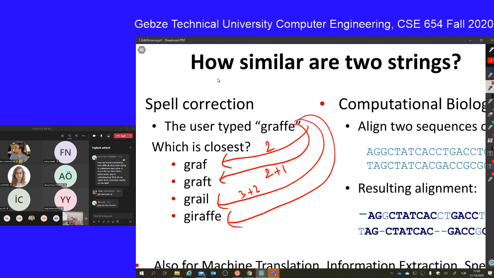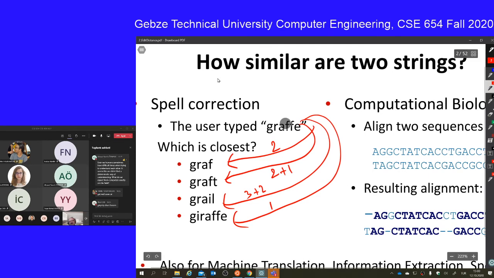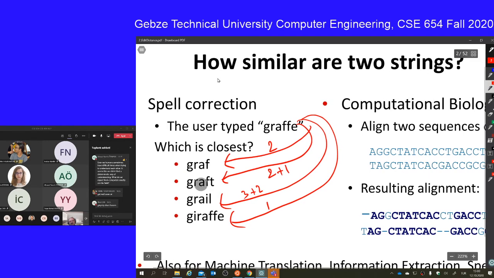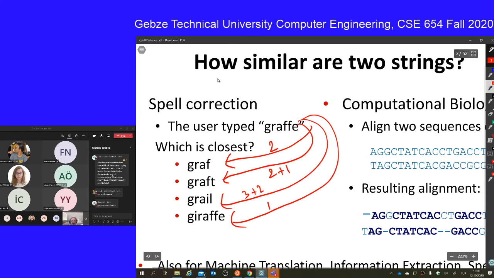That's one insertion. Is it correct? Just one insertion. So the edit distance between this one and this one is 2, 3, 5, and 1. Right? So usually I would put this one at the top.